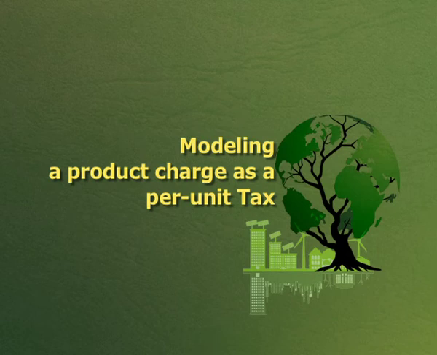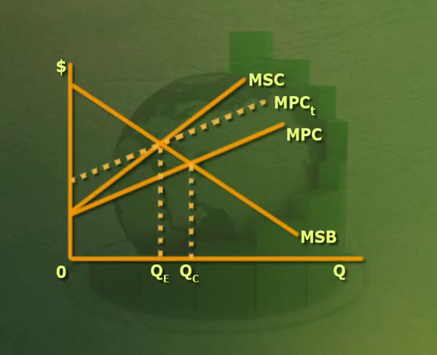Modeling a product charge as a per unit tax. Let us assume that there is a good in a competitive market whose production generates a negative environmental externality in the sense that the producers base their decisions only on the marginal private cost, MPC, of production. They ignore the marginal external cost, MEC, of the environmental damage, hence they allocate too many resources to production. Let us try to understand this with the help of this diagram.